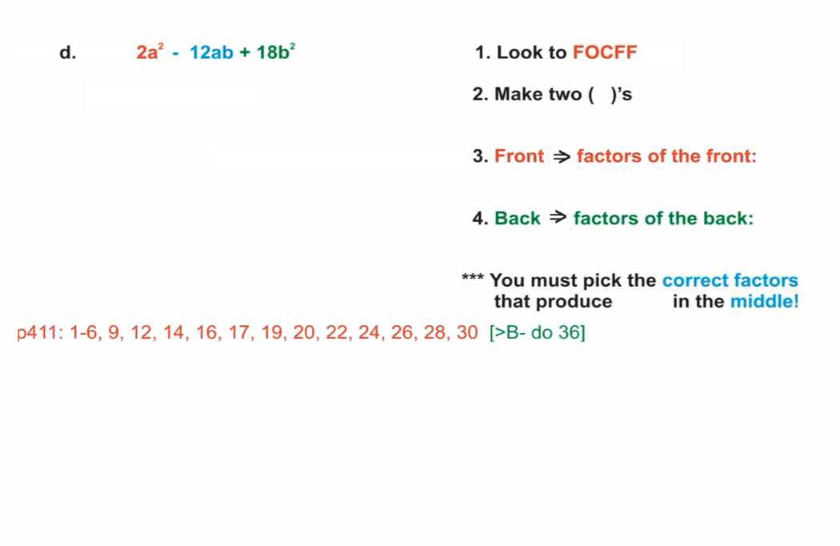What do you think? You think we got common factors in this one? Yeah, we do. Common 2. Take the 2 out of the 2, that leaves you the a squared. Take a 2 out of a negative 12, leaves you a negative 6, because a negative 12 is a negative 2 times 6. And we still got ab. Take a 2 out of an 18, it's a 9 left, because an 18 is a 2 times 9. So you got 9b squared. We're just factoring out that common 2.